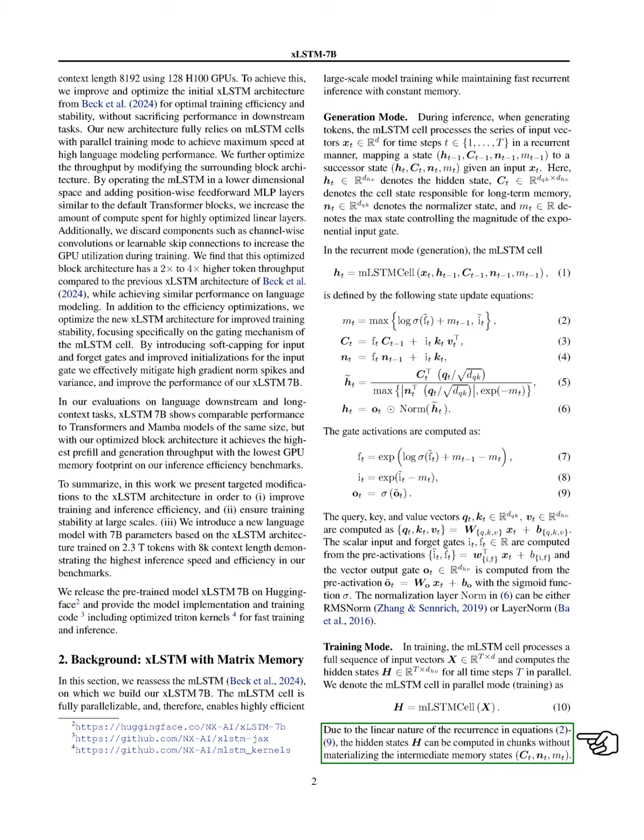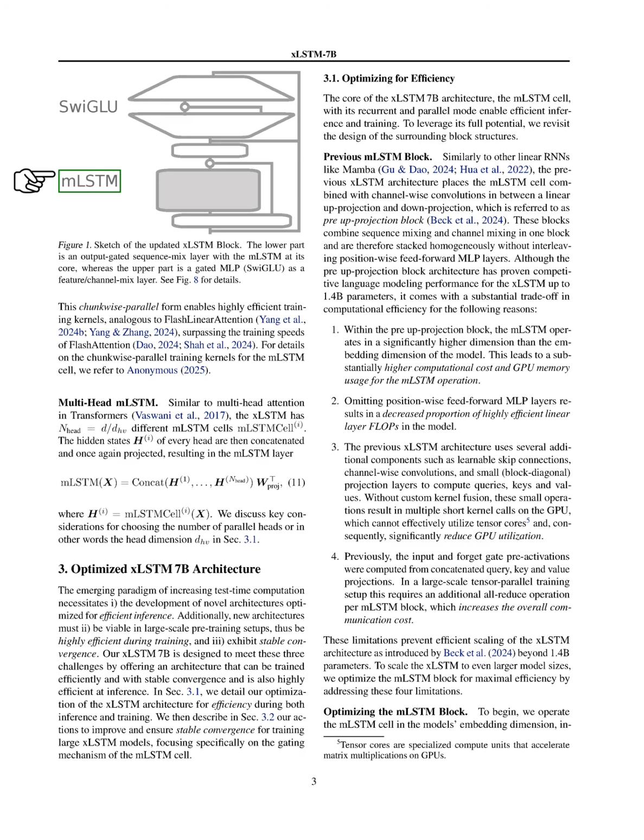Thanks to the linear nature of the recurrence, we can compute hidden states in chunks without needing to store intermediate memory states. This chunkwise approach allows for highly efficient training, similar to flash linear attention, and outperforms flash attention in speed. For more details on this training method, we direct readers to our previous work.